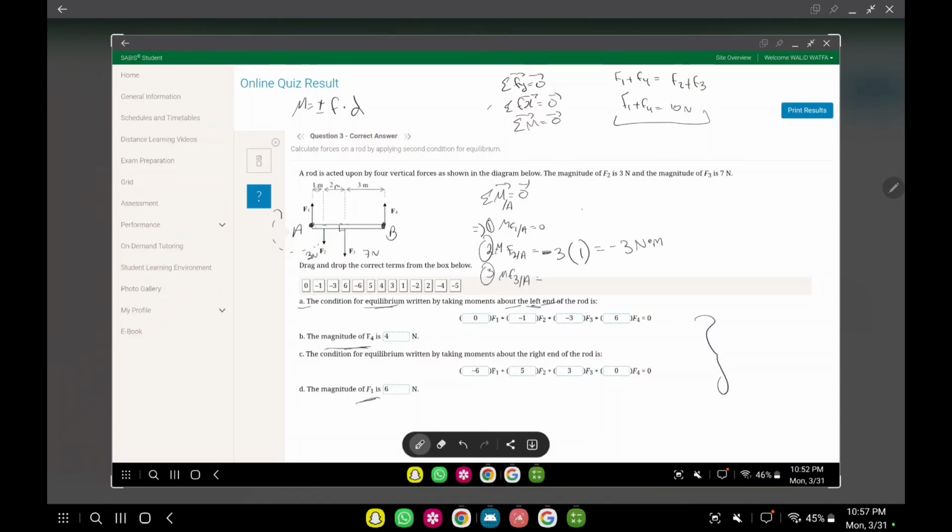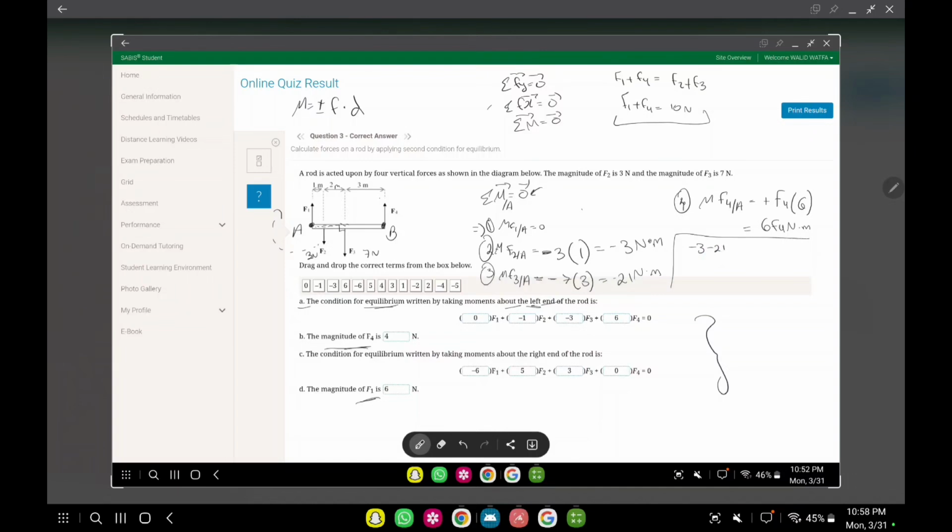Okay, the moment of F3 around A. Again, it's perpendicular, as you can see here. It's going to go clockwise as well, so it's going to be negative. Its force is 7 newtons. Its distance is 1 plus 2, 3 meters, so minus 21 newton meters. The fourth one is the moment of F4 around A. It's going to go counterclockwise, so it's going to be positive. Its force F4 we don't know, we're trying to find it. And its distance is 3 plus 3, 6 meters. So it's equal to 6 F4 newton meters.